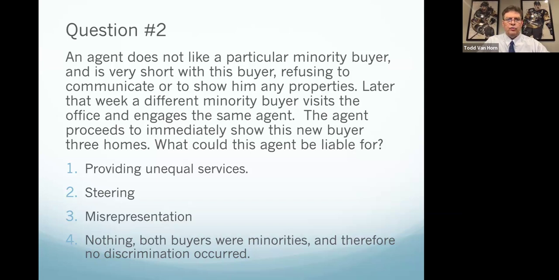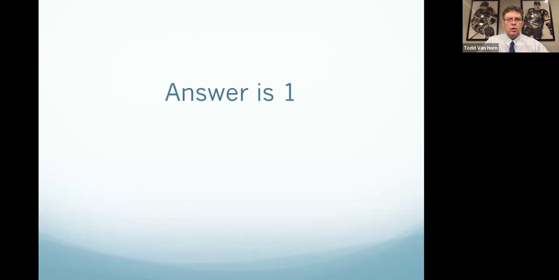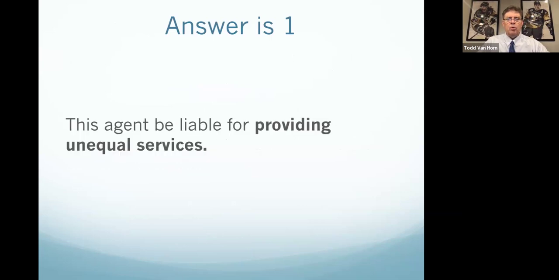Okay, your answer for question number 2 is 1. The agent could be liable for providing unequal services in this situation.